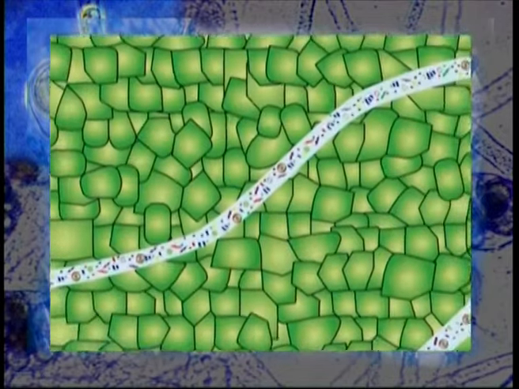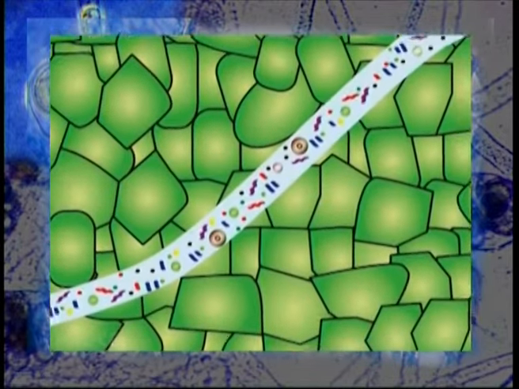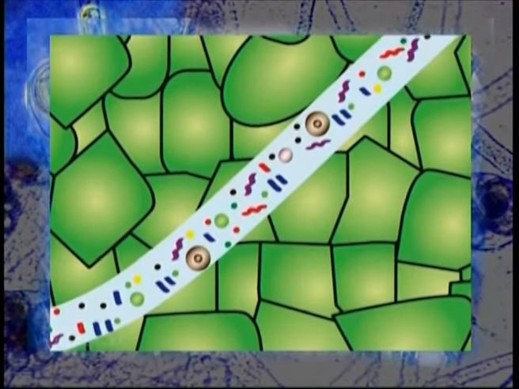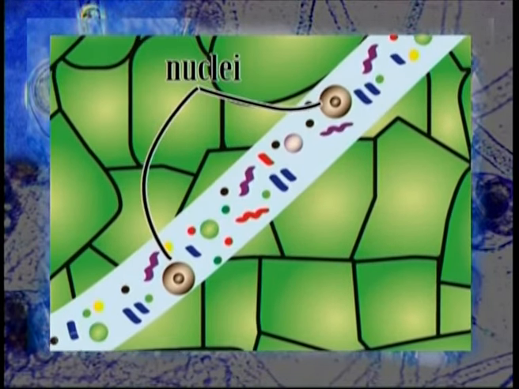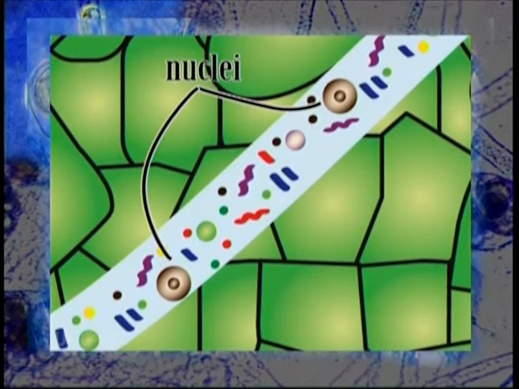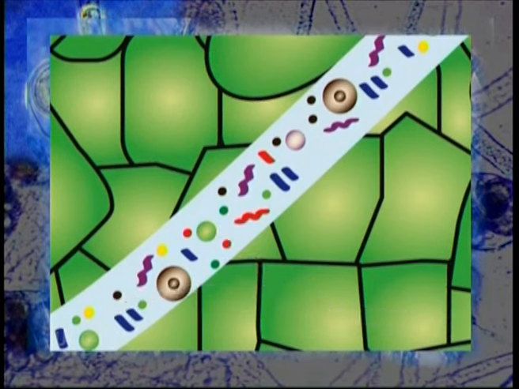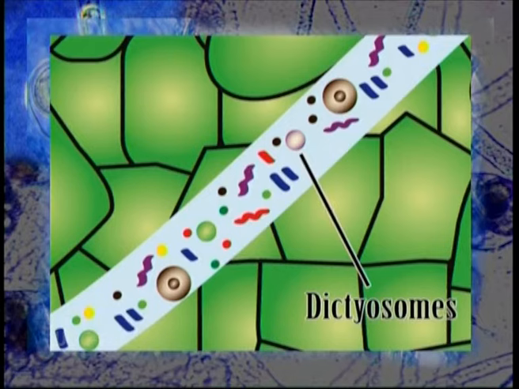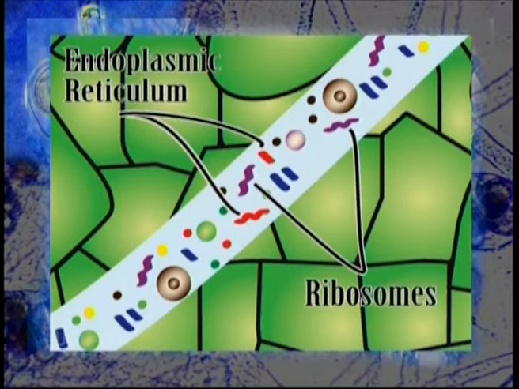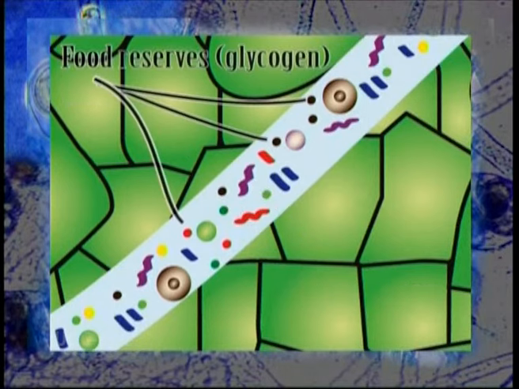The cytoplasm contains numerous small randomly dispersed nuclei, mitochondria, and dictyosomes. Endoplasmic reticulum and ribosomes are abundant in the young hyphae. Reserve food material is in the form of glycogen and, additionally, it occurs as oil globules.